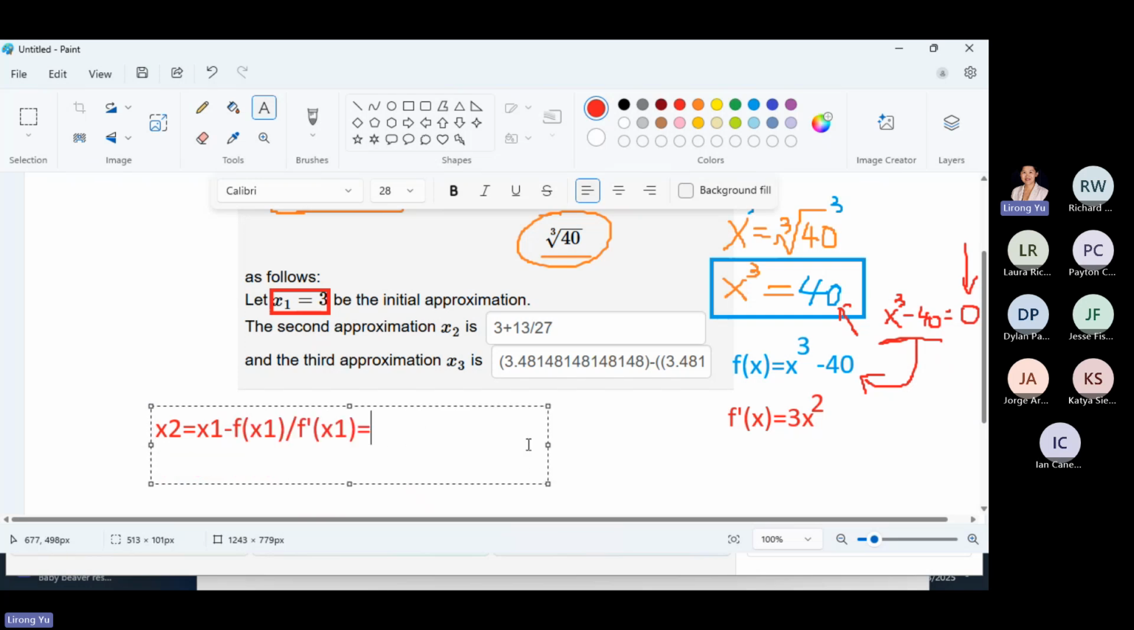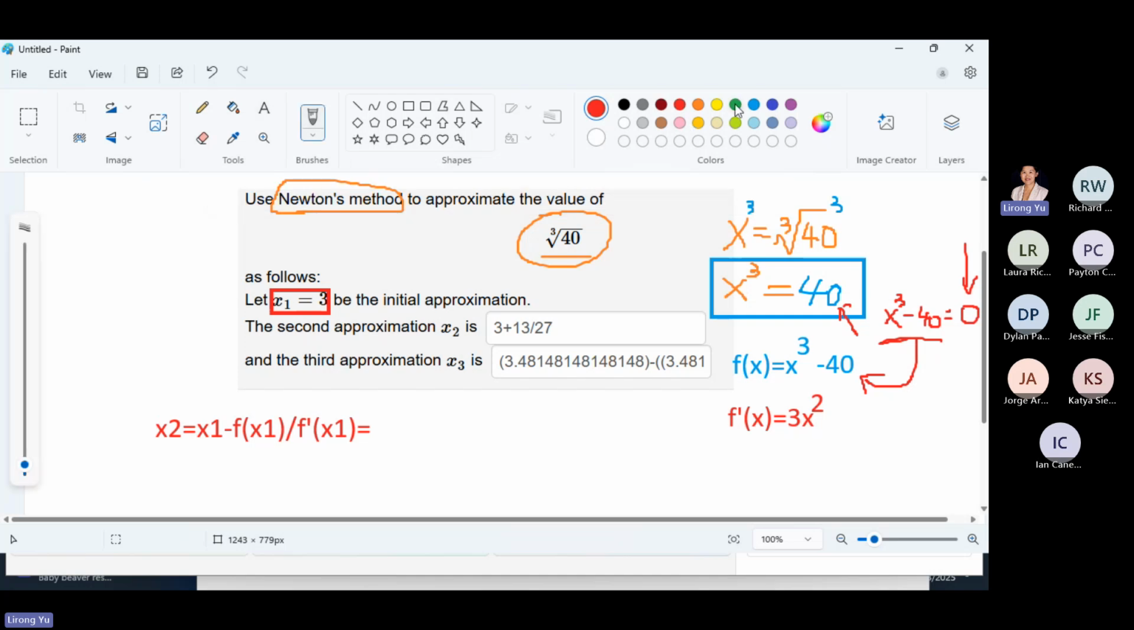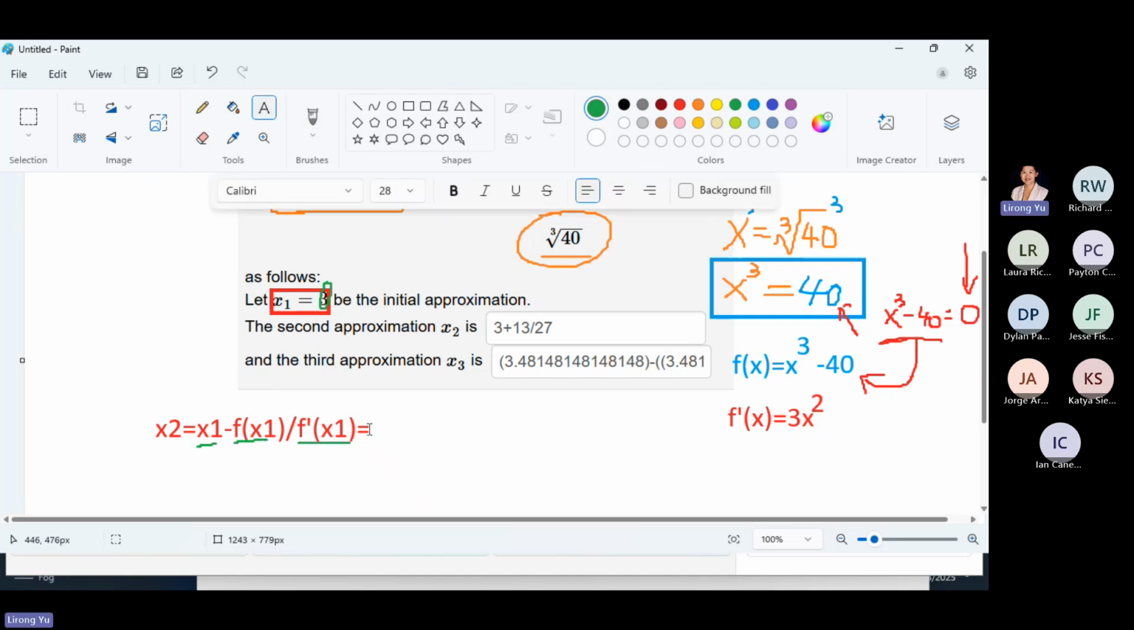In this calculation, you're going to need 3 numbers. You need your x1, which we already have. That's the 3. You also need a number for the function and a number for the derivative. Maybe we can do it faster by doing it all in one expression. The x1 is 3, and then what's the function value? So 3 minus a fraction. Now the numerator is supposed to be the function value. You plug 3 into your function f of x, which is x cubed minus 40. So we have 3 cubed minus 40.